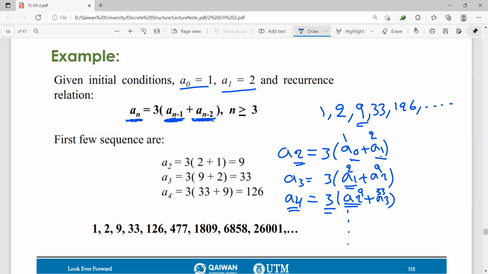So, these are the few terms of the sequence. We just use the recurrence relation and the given information, which are the initial conditions. Here we have given two initial conditions because in the recurrence relation, each term depends on the two successive previous terms.